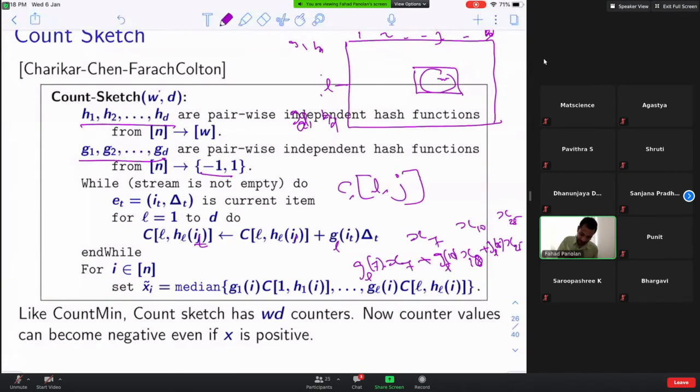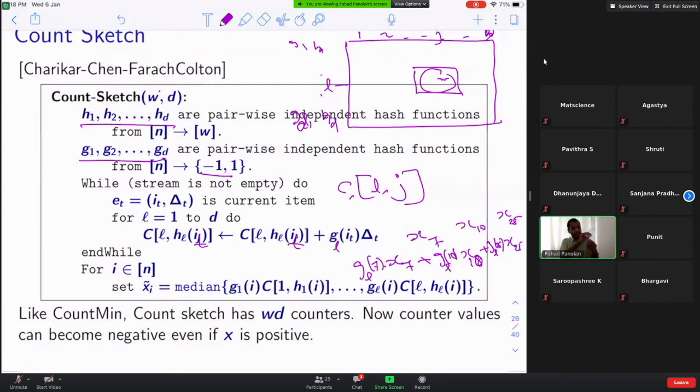Oh, this should be T. This J should be T. Okay. You know, I_t comma delta_t. So what does it say? Like in the x_{i_t} should be changed to x_{i_t} plus delta_t.